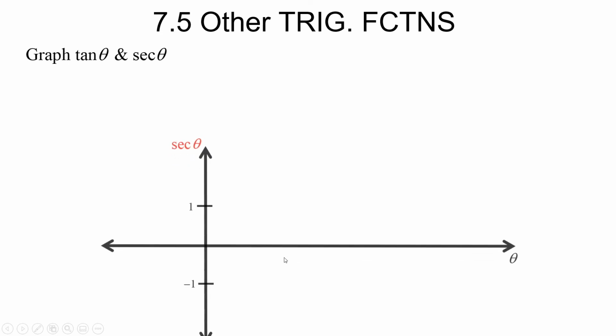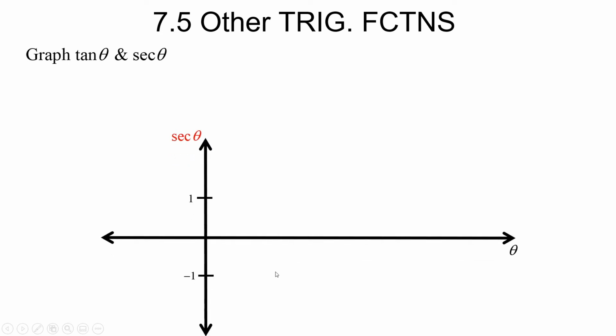So secant of theta. Okay, notice I set this one up just slightly different. The horizontal axis is theta, the vertical axis is secant of theta. And notice here I put the hash marks of -1 to 1, because we're going to use those. Now first thought is, your reciprocal relationship: secant of theta is 1 over cosine of theta. So let's figure out what we're going to get when theta equals 0.